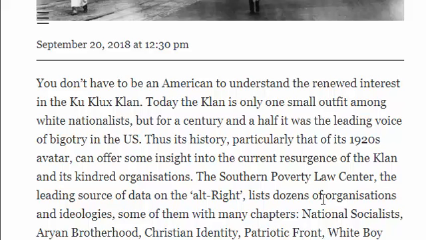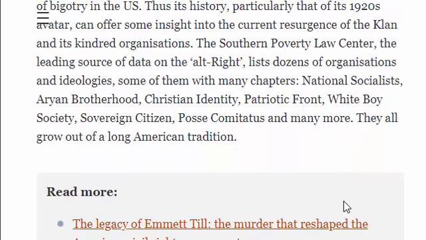The Southern Poverty Law Center, the leading source of data on the far right, lists dozens of organizations, some of them with many chapters: National Socialist Movement, Aryan Brotherhood, Christian Identity, Patriot Front, and many more. They all grow out of the Klan tradition. In this picture you see an African American in a white shirt and a lady African American in a red dress.